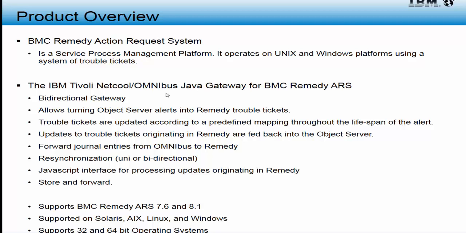Updates to trouble tickets originating in Remedy are fed back into the object server. You can forward journal entries from Omnibus to Remedy. We have uni or bidirectional resynchronization, and we have a JavaScript interface for processing updates originating in Remedy. The gateway has a store and forward functionality and also has a persistent cache. It's also multi-threaded. We support versions of Remedy 7.6, 8.1, 9.0 and now 9.1 as well. The gateway is supported on Solaris, AIX, Linux and Windows. It supports 32 and 64-bit operating systems.